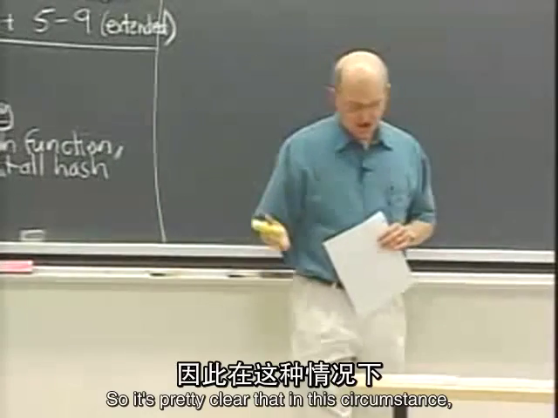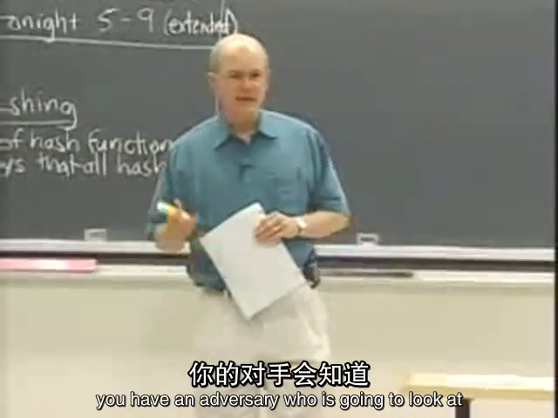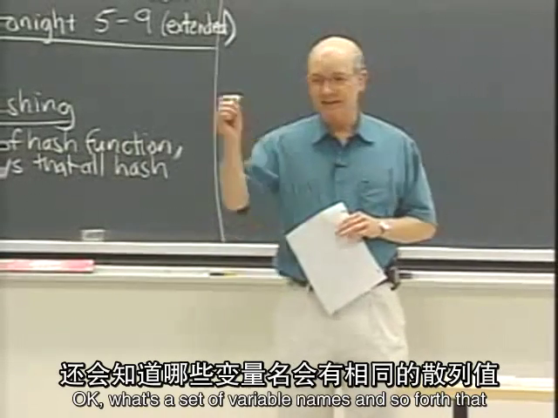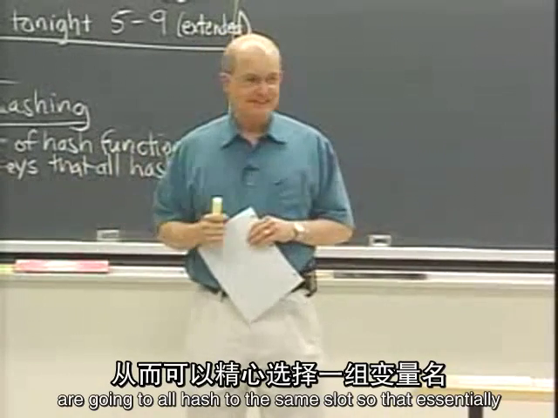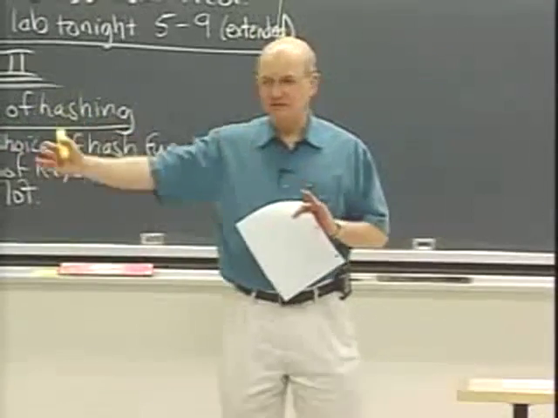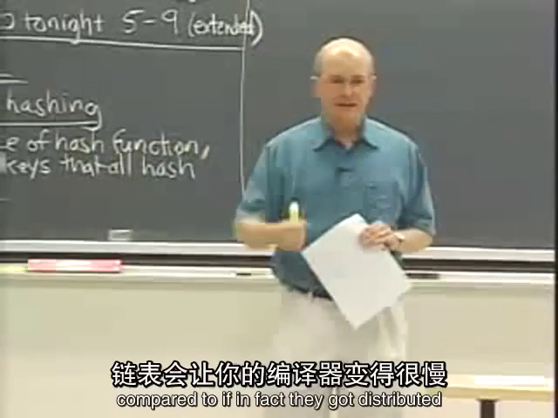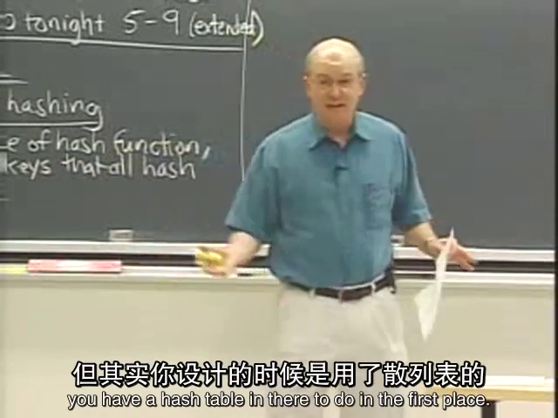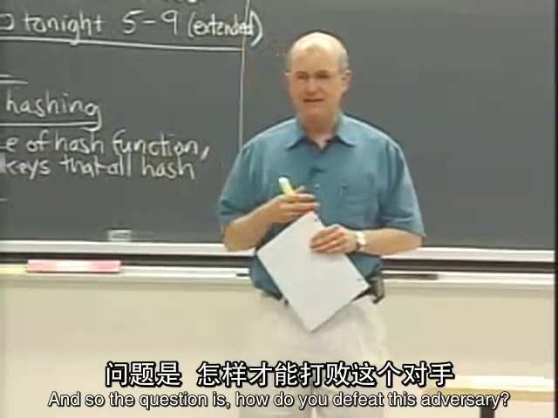So it's pretty clear that in this circumstance you have an adversary who is going to look at whatever hash function you have and figure out a set of variable names and so forth that all hash to the same slot, so that you're just chasing through a linked list whenever it comes to looking something up, slowing down your program enormously compared to if they had been distributed nicely across the hash table, which is what you have a hash table in there to do in the first place. And so the question is, how do you defeat this adversary?